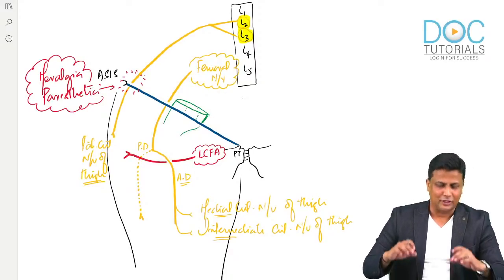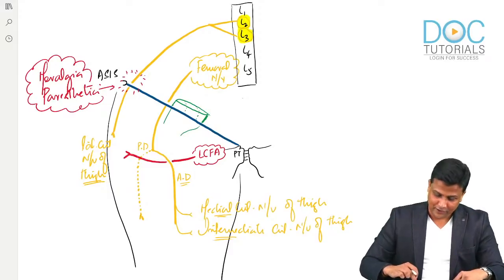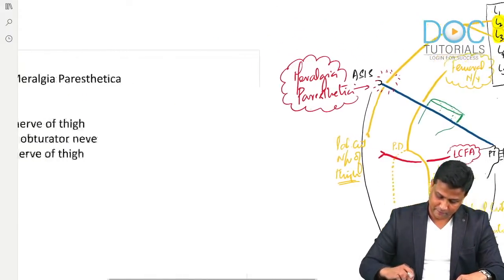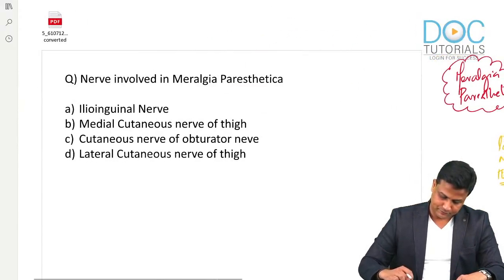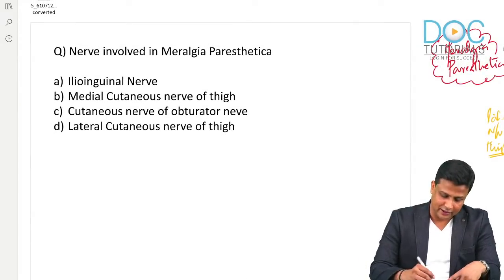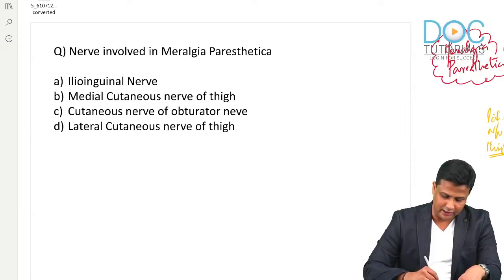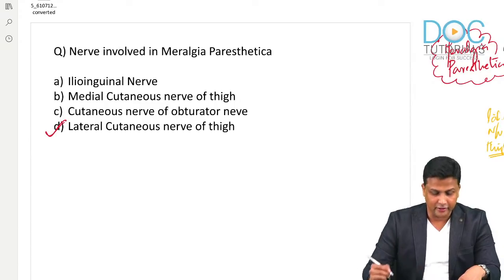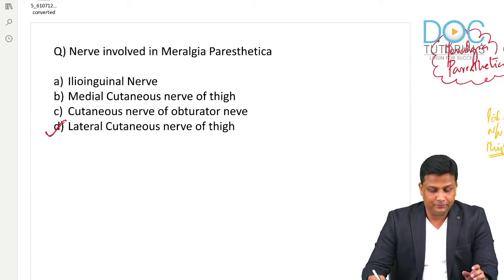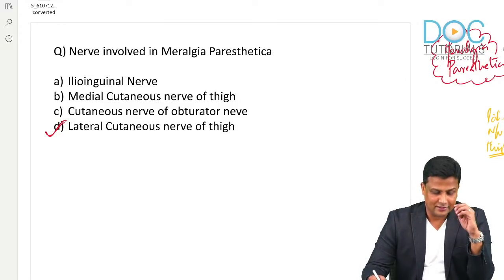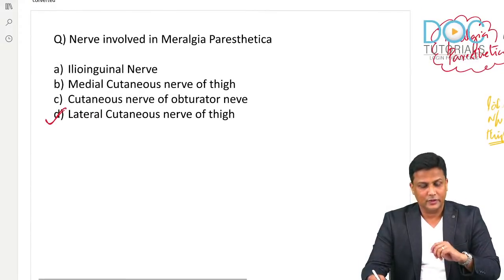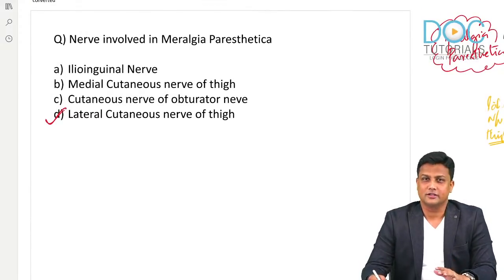Okay. So I hope this diagram is very clear, guys. So that's the concept here. What is the nerve that is involved in Meralgia Paresthetica? It is nothing but the lateral cutaneous nerve of the thigh. I was observing in the comment section there. Most of you have answered that correctly, guys. I'm really happy with this. So this is the way we are going to discuss the entire concept here.